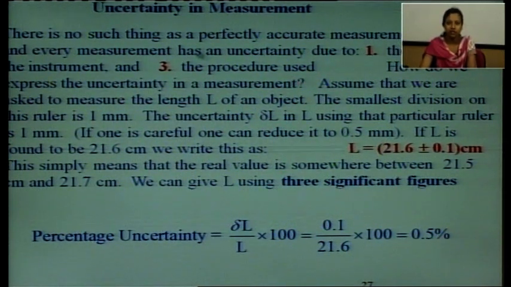So the next numerical is on uncertainty in measurement. Suppose we are making a measurement with a ruler with 1 mm smallest division.